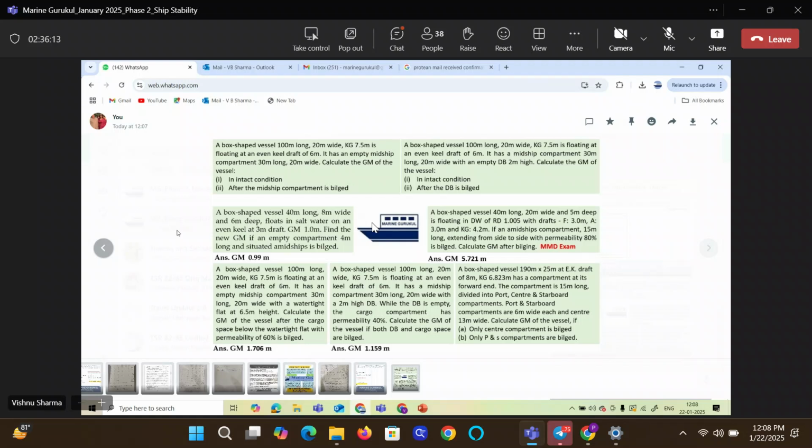A box-shaped vessel 40 meter long, 8 meter wide, 6 meter deep. It's not the draft, it's depth. Read the questions carefully. Floats in sea water at an even keel draft of 3 meters. GM is so much.